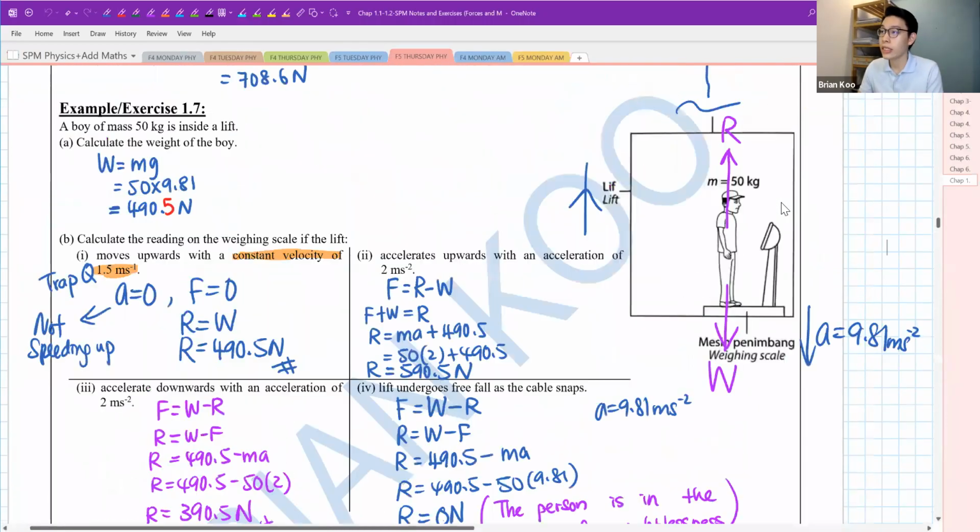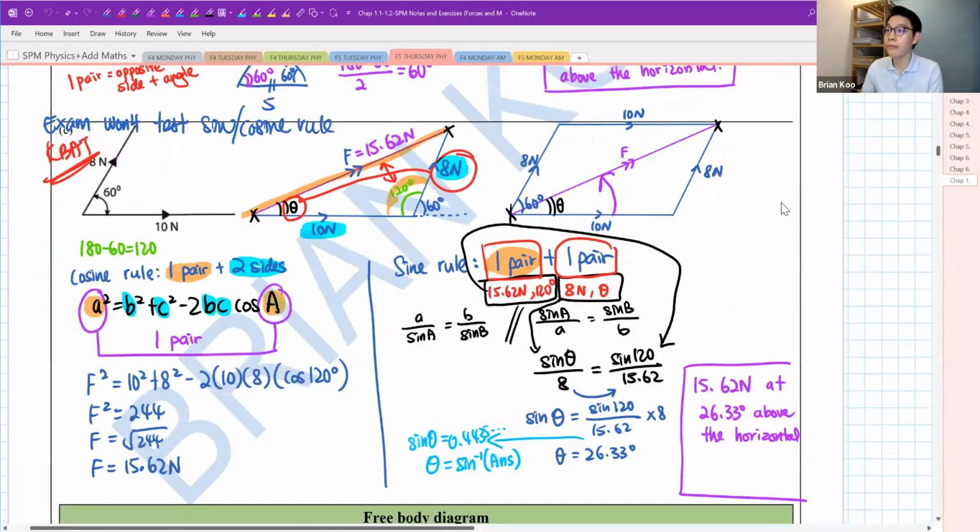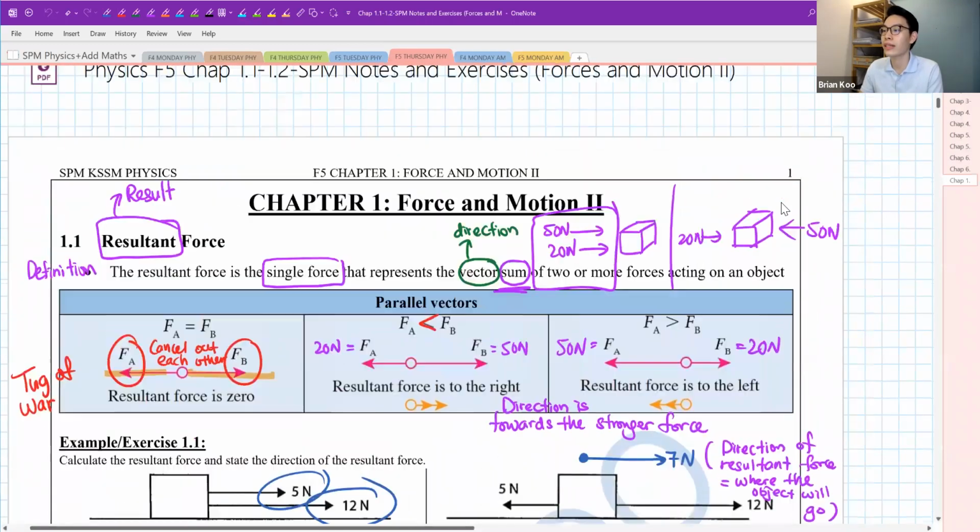Before we start, I just want to go through again the main concept of what we have learned last week. Last week, we have learned about the concept of resultant force. And I say that resultant force is literally the result of having different forces acting on an object, okay? A result of having different forces acting on the same object.